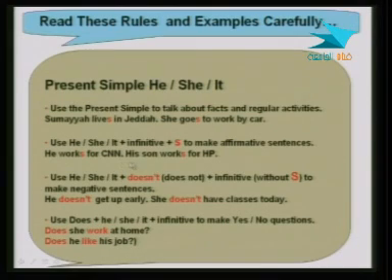All right. Second sentence, or the second example: his son works for HP. His son works for HP. Notice here too we added the s.